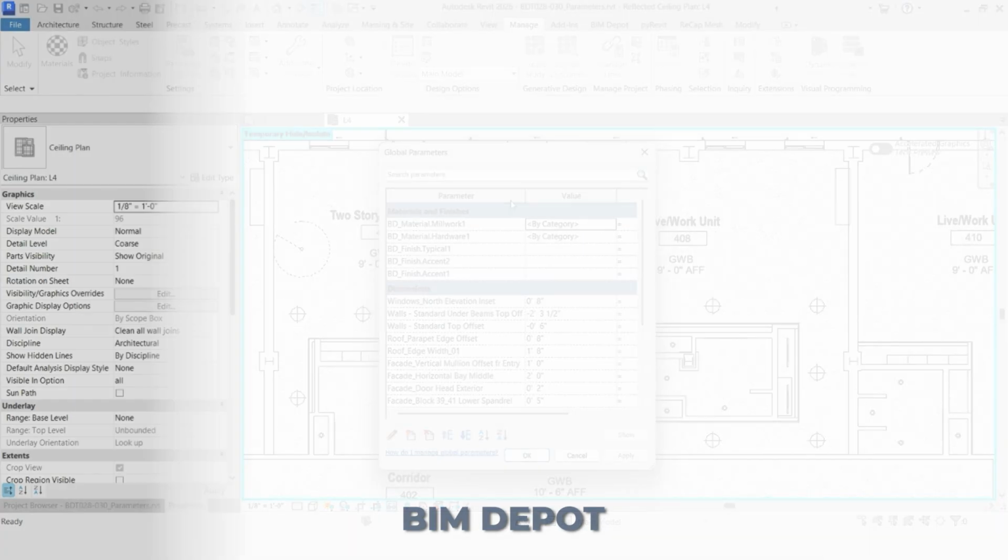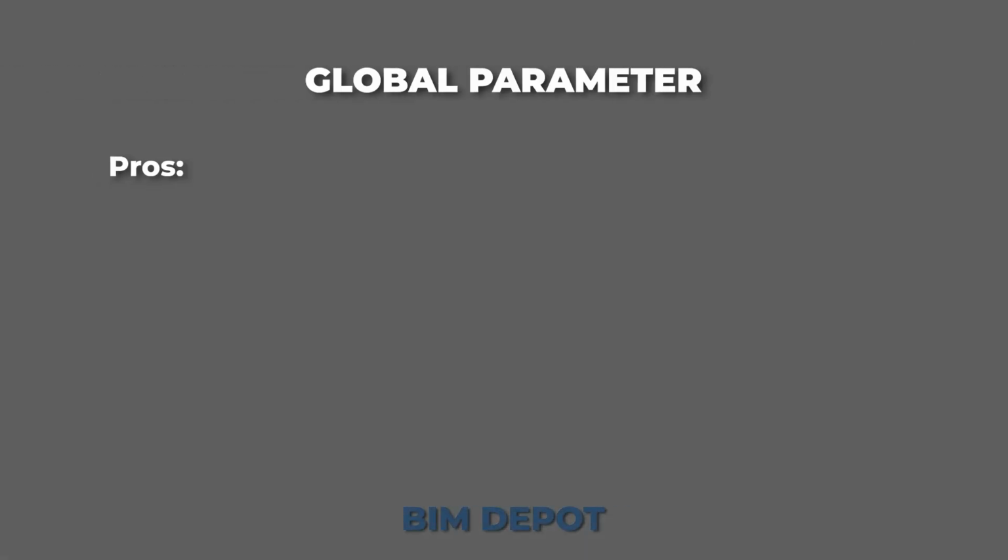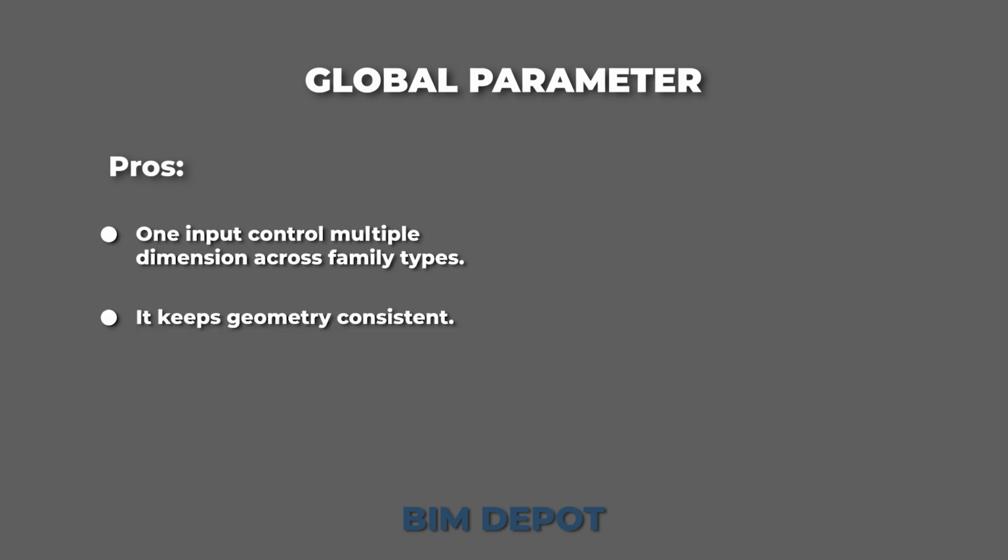Let's talk about some of the pros and cons of global parameters. To start with the pros, you can have one input control multiple dimensions across family types. This will get reflected if used with shared parameters in both your tags and your schedule. It keeps geometry consistent when you have different family types, but you want consistent values across those family types. And they can use formulas for smart and dynamic relationships.